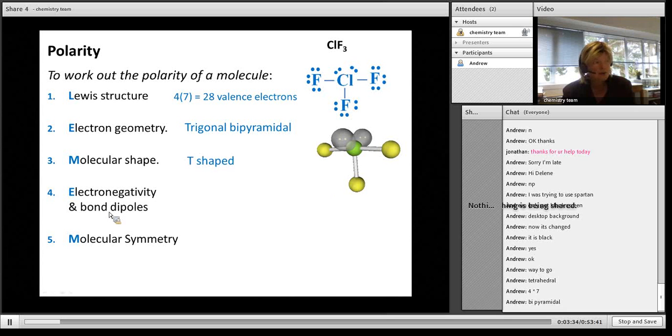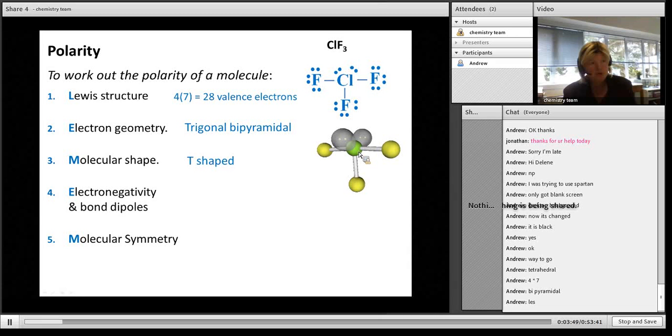And now we have to look at the electronegativity and bond dipoles. So the chlorine in the middle is more or less electronegative than fluorine? Less. So there's going to be a bond dipole towards each of the fluorine atoms, leaving this slightly positive and this area slightly negative. Is this molecule symmetrical?